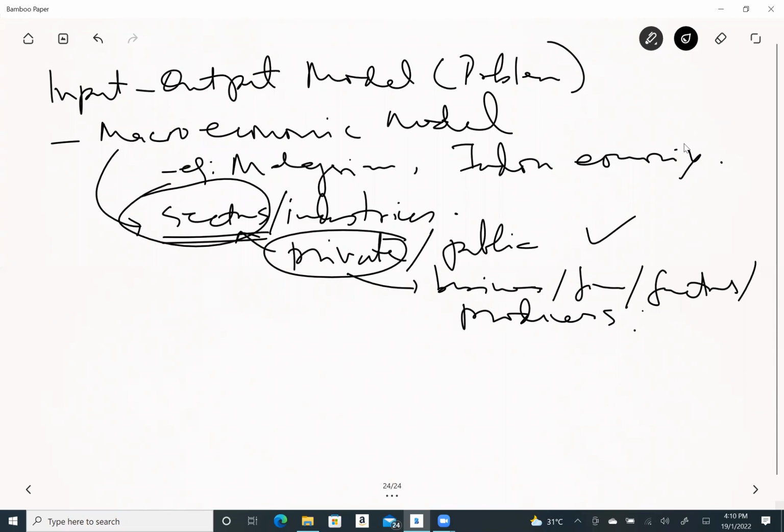Give me one. This is one category: public, private. But for this, we don't consider that approach. Okay, what sectors do we use? The macroeconomic ones. Sectors of the firms.